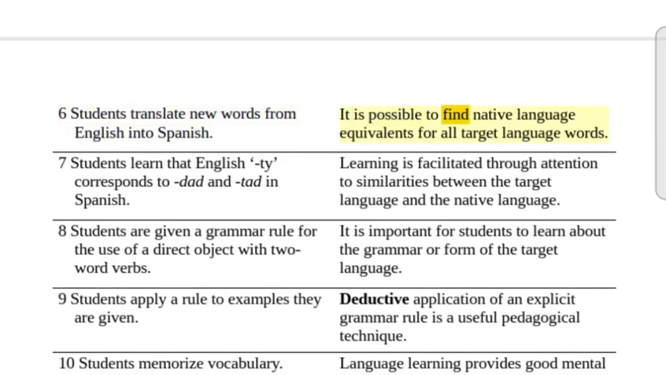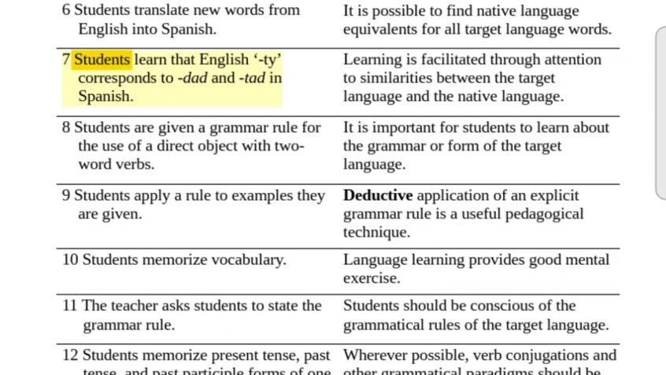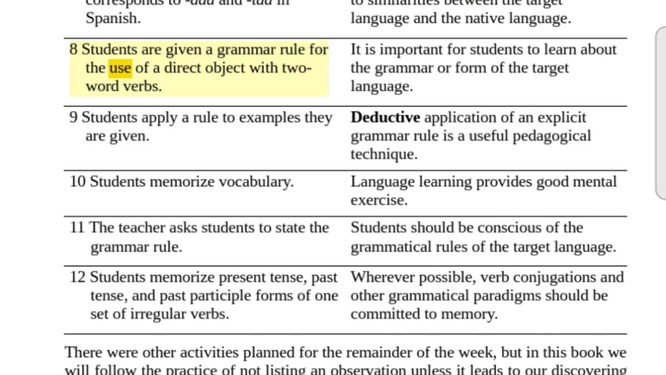It is possible to find native language equivalents for all target language words. 7. Students learn that English "Thai" corresponds to "dad" and "tad" in Spanish. Learning is facilitated through attention to similarities between the target language and the native language. 8. Students are given a grammar rule for the use of a direct object with two-word verbs. It is important for students to learn about the grammar or form of the target language.